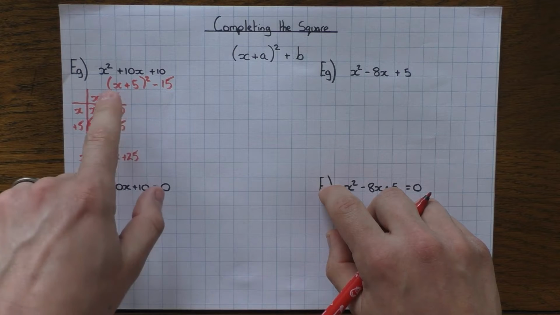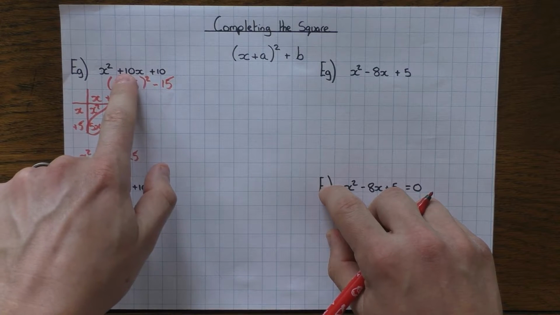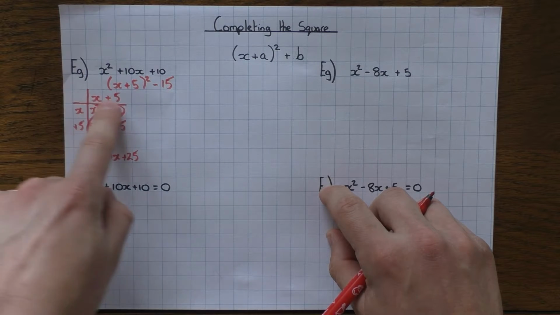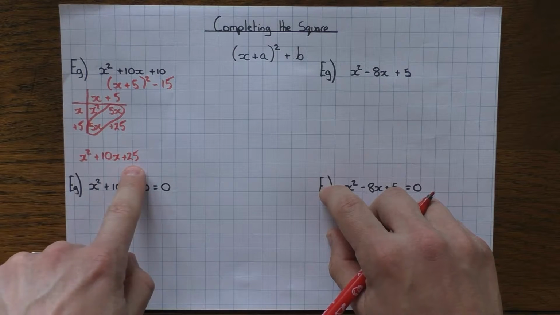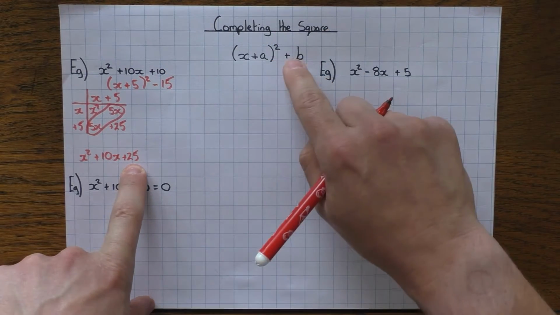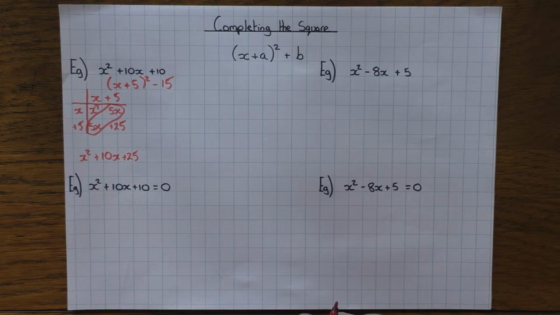So I'm just going to go over that again. Whatever is in front of the x, you half it to get this. So half of 10 is 5. Expand it to see what you have, which was here. And then how do I go from this 25 to 10? I take away 15, and that is just the number you have there.